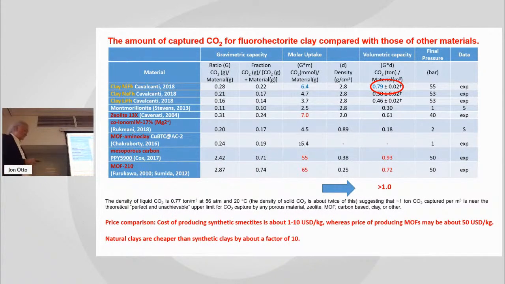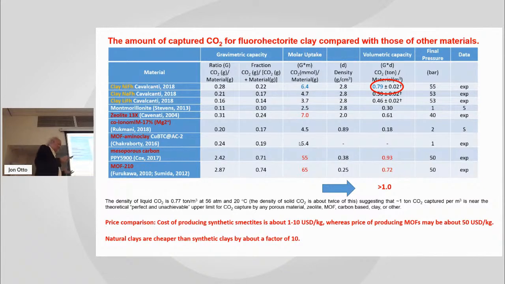In one of those papers, we published this table. And here we measured how much CO2 goes in in the case of nickel. Now, I'm going to talk mostly about nickel as the interlayer cation, because that's the one we have studied the most. There are two ways of describing how much CO2 is taken up by a sample. One is gravimetric capacity, and the other is volumetric capacity.